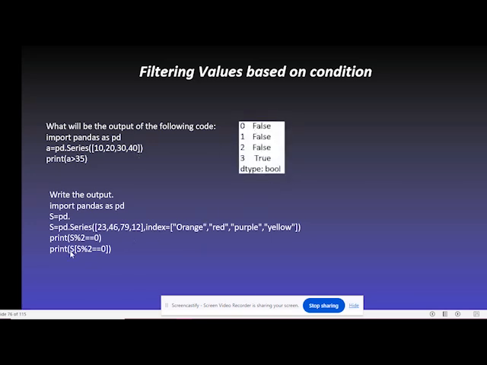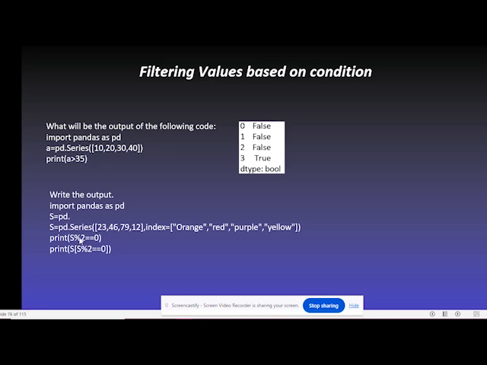See the next one. Here also a series is created. Then print S. What is this operator? This is the modulo operator, right? The modulo operator returns the remainder. The numbers will be divided and the remainder will be returned. So S modulo 2 equal to 0. Here it is not inside the square brackets. So what will happen? Boolean values will be returned.